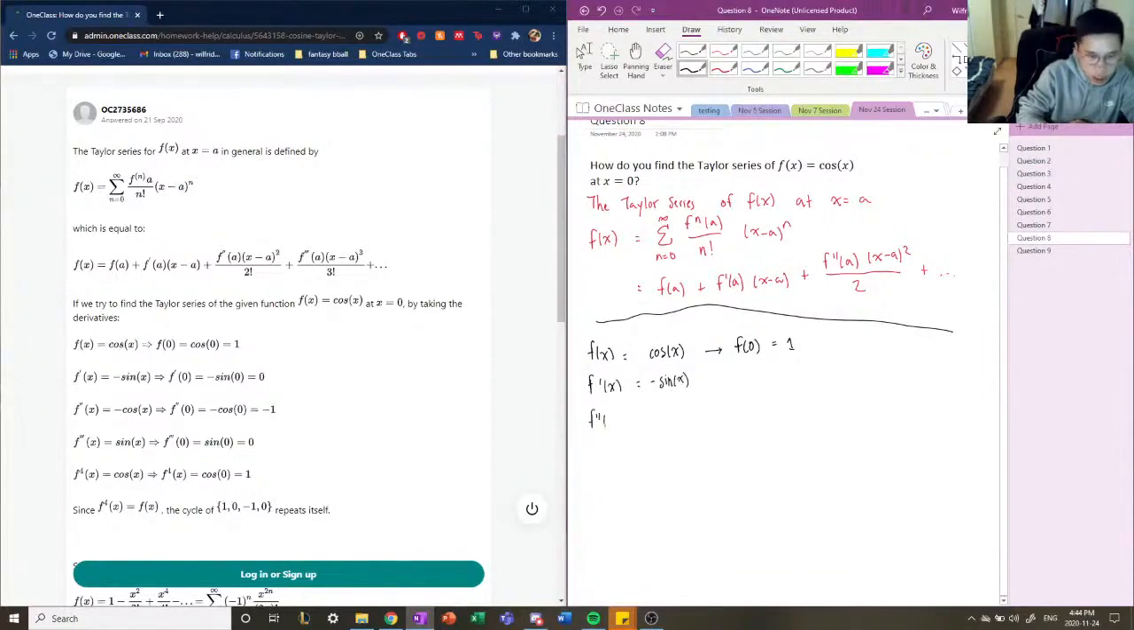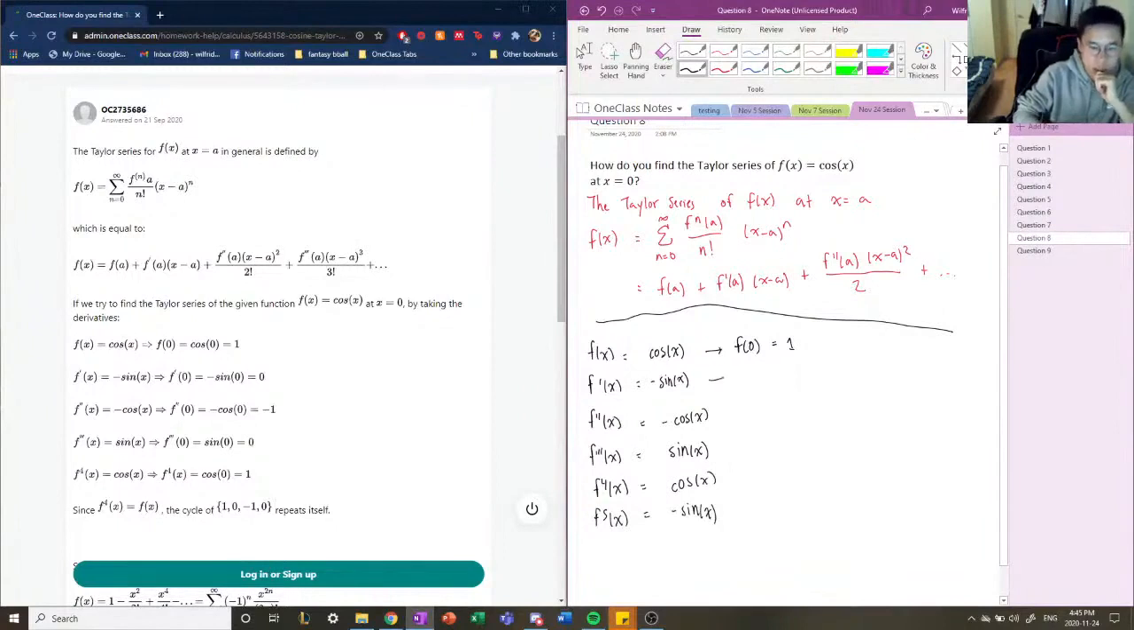I'm just going to keep writing these out. f double prime of x equals negative cos x. f triple prime of x equals sine x, and the fourth derivative of f of x is just cos x. If we keep going, the fifth derivative is going to be negative sine x.